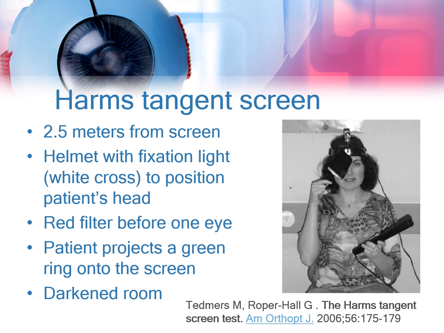A red filter is placed before one eye. The patient holds a large handheld device to project a green ring onto the screen. The green ring is viewed only by the uncovered eye. The test is performed in a darkened room, which contributes to the dissociation.